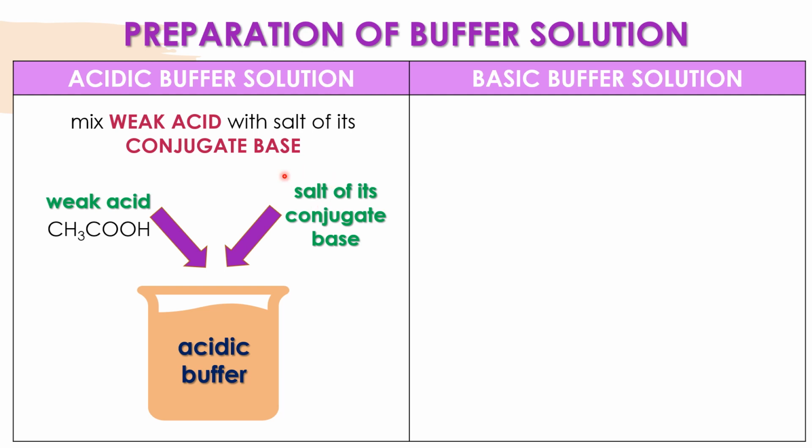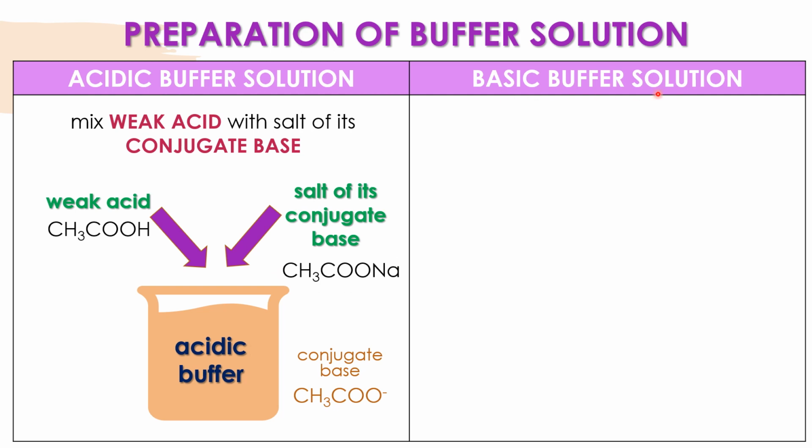Salt yang kita boleh gunakan, kita kena tahu dulu apakah conjugate base bagi weak acid kita. So bagi CH3COOH, the conjugate base is CH3COO-. So kita carilah apa-apa garam yang ada CH3COO-. For example, CH3COO-Na, sodium acetate.